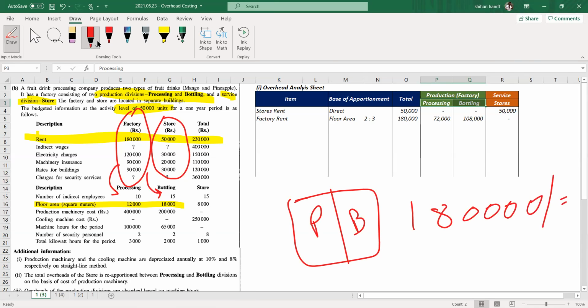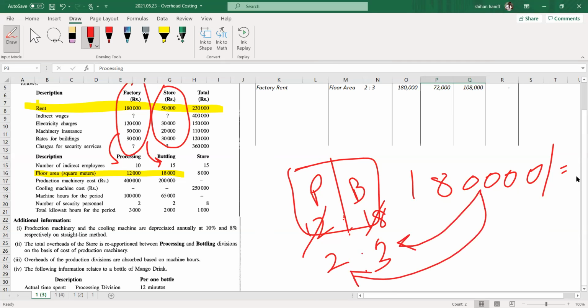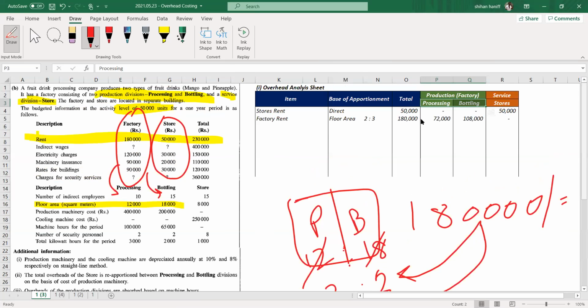The floor area used for processing is 12,000 square meters and for bottling 18,000 square meters. So this is the rate you have to divide by: 12,000 and 18,000. If you divide by 6, it becomes 2:3. So this 180,000 should be divided 2:3. Is it clear now?